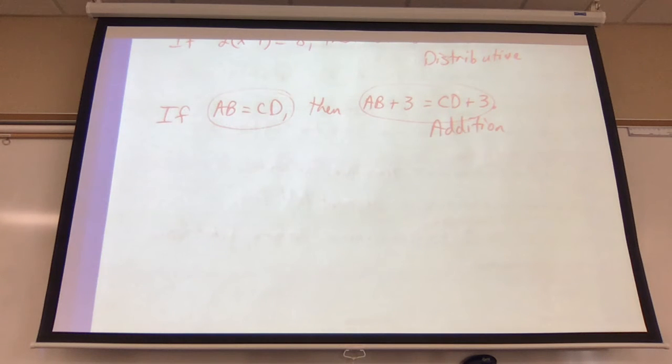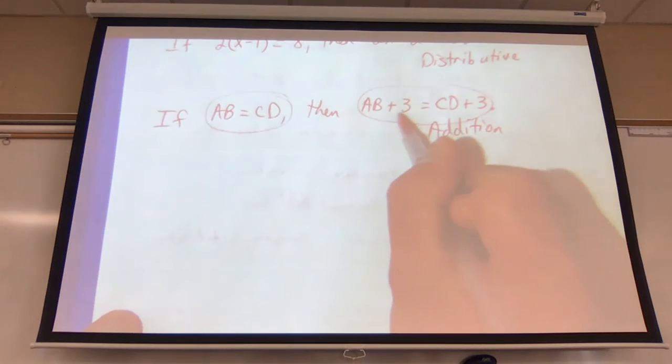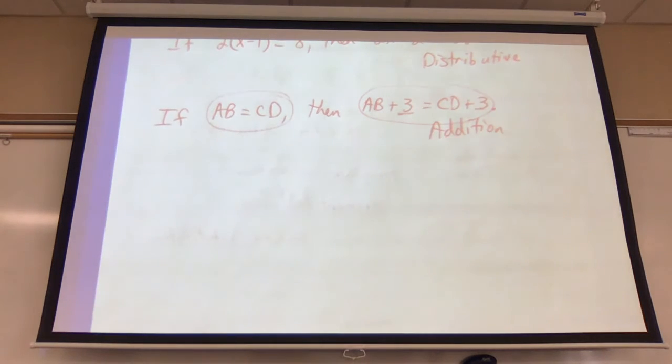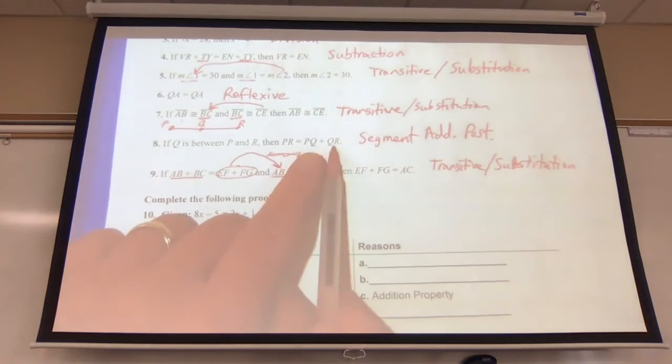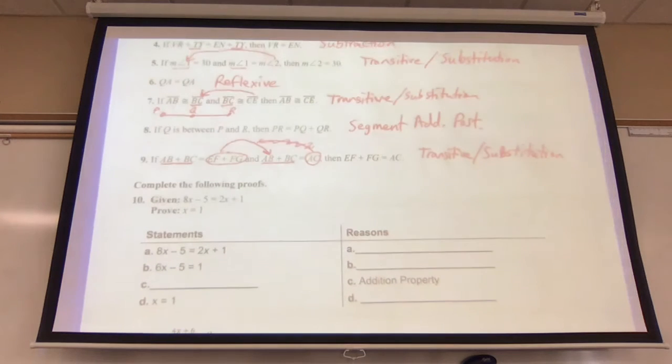In that problem, do we put the segment addition or just addition? For the last one? Yeah. Just addition, because we just added 3 to both sides. Segment addition would be if you added like we did here, where we're adding actual segments together. Any other questions with those?